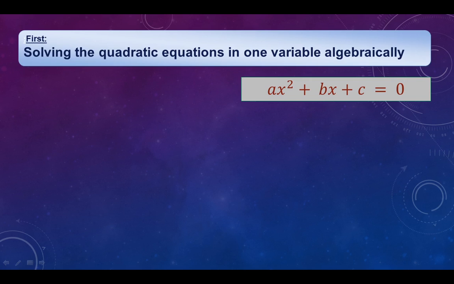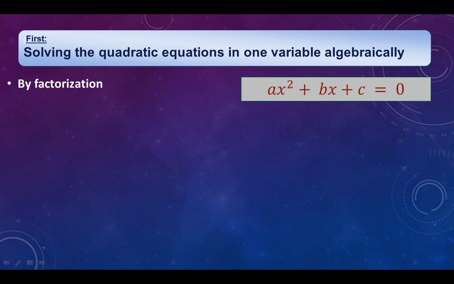Okay? First, we are going to solve the quadratic equation in one variable algebraically. Very important remark: any equation, we have to put it in the form of ax power of 2 plus bx plus c equals 0. This is our first task, to put any equation in the form of ax power 2 plus bx plus c equals 0, which is the standard form of the quadratic equation.